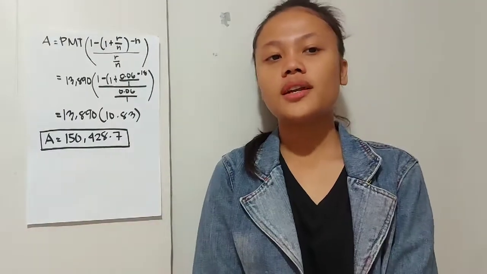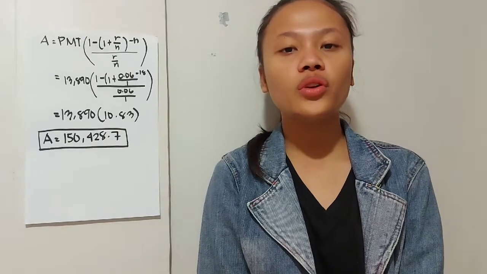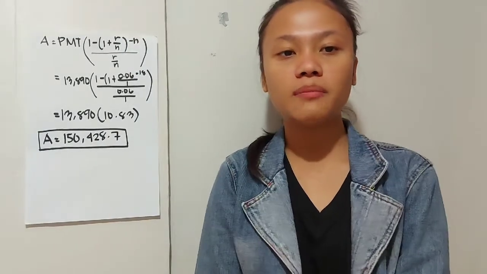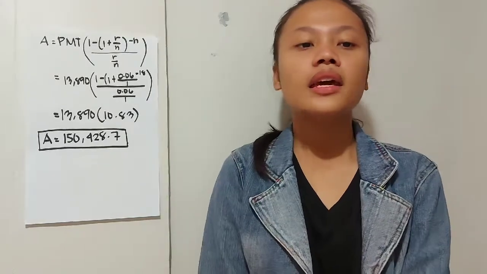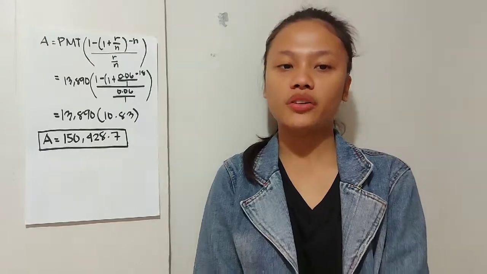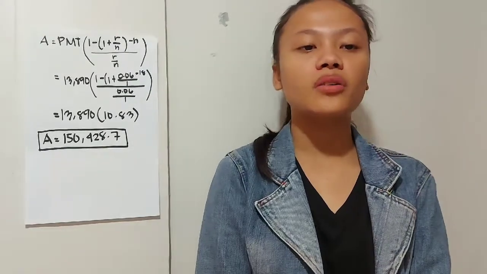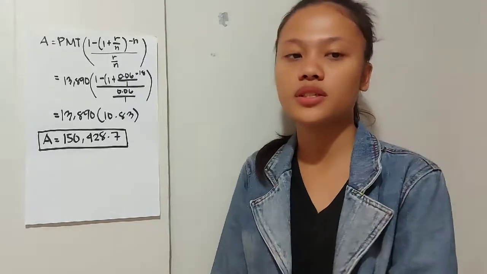Number 5 question. Hill has a 4-year car loan. He has already owned the car for 2.5 years with a monthly payment of 13,890. He wanted to pay off the remaining unpaid balance in order to buy another one. What is the payoff amount if the annual percentage rate is 6%?